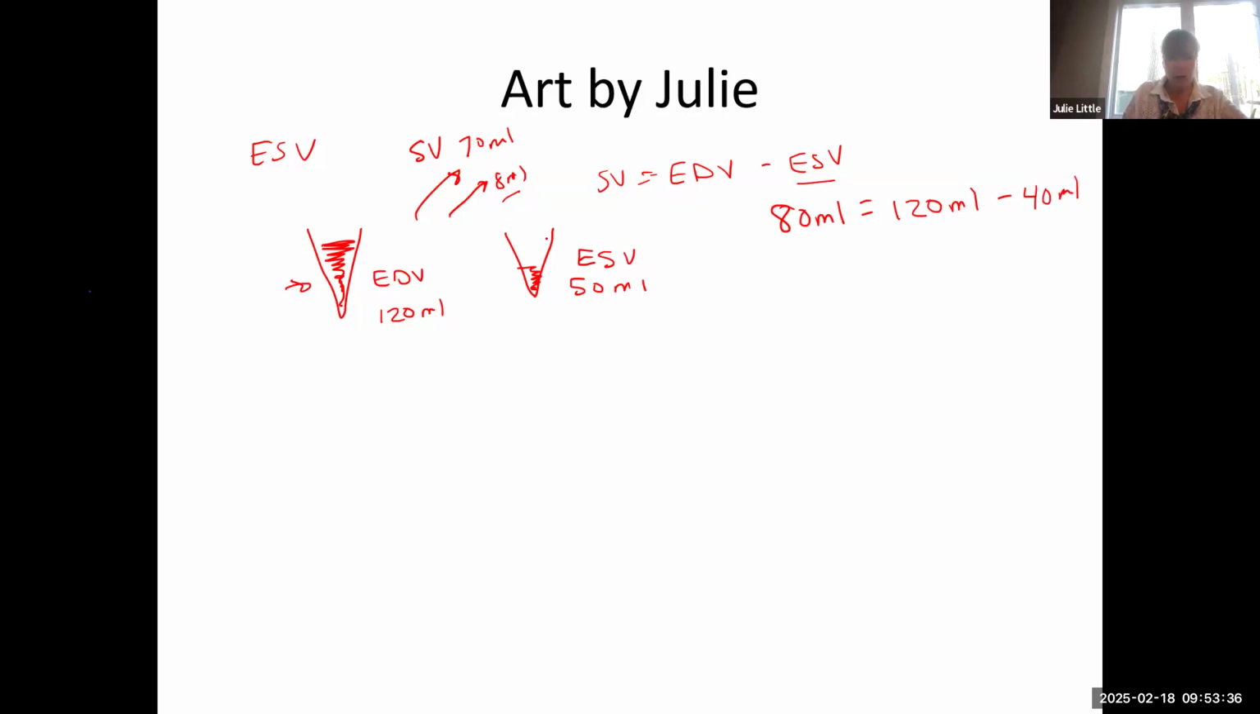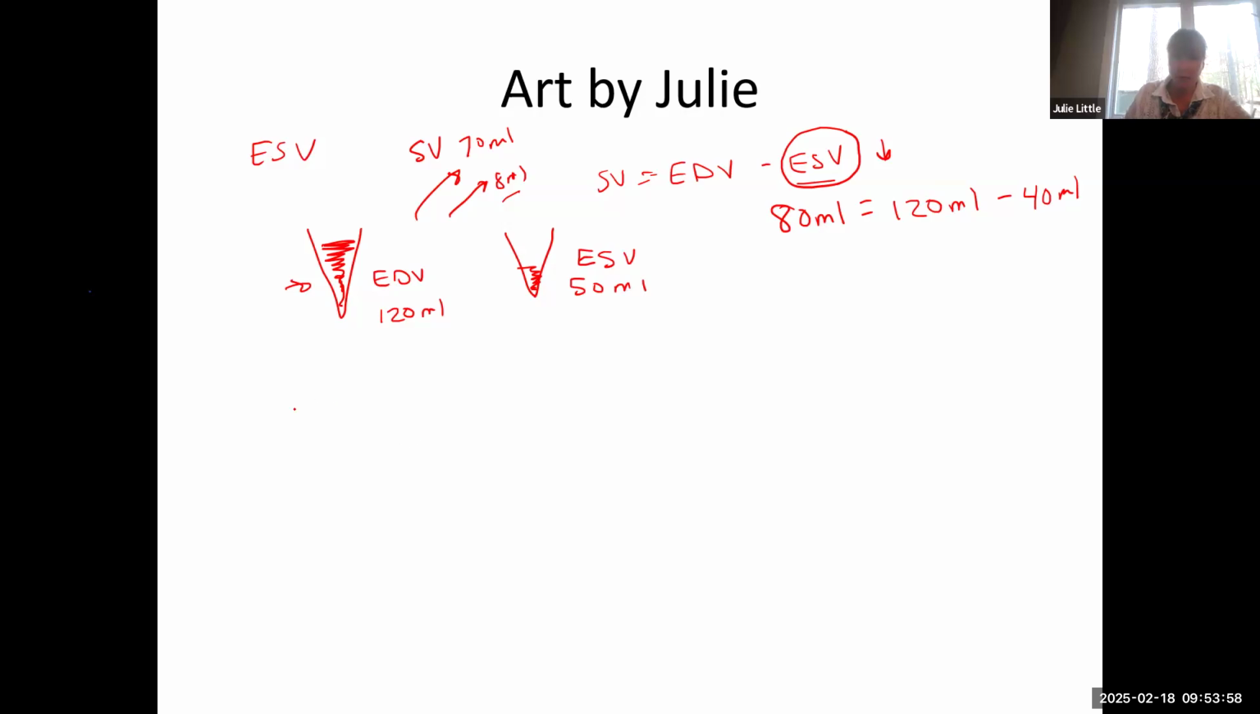So increasing the contractility, or how hard the ventricle is contracting, will reduce end systolic volume. This goes down. It was 50, now it's 40. But that might seem obvious to you. The ventricle contracts more forcefully. What's left behind? Less blood.